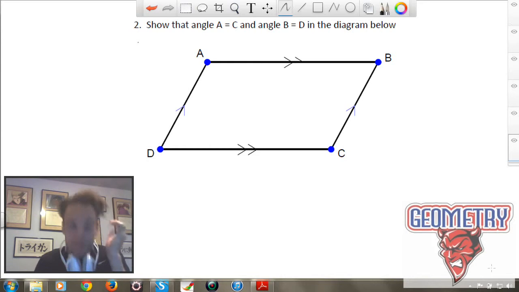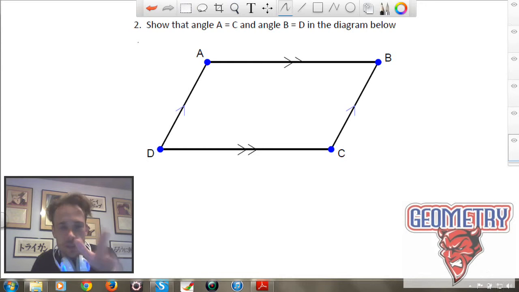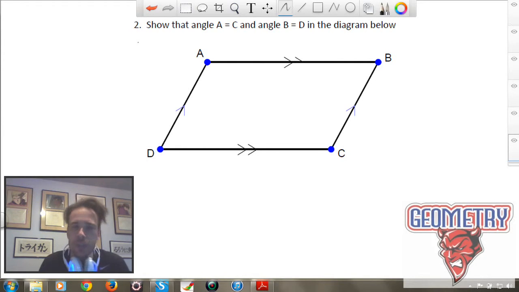We are in section 3 of unit 2. This is exercise number 2. And we're asked to show that angle A equals angle C and angle B equals angle D in the diagram below. So we have a parallelogram here, right? We have two sets of parallel lines.